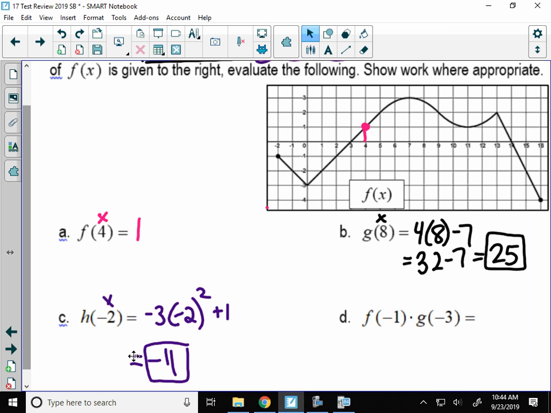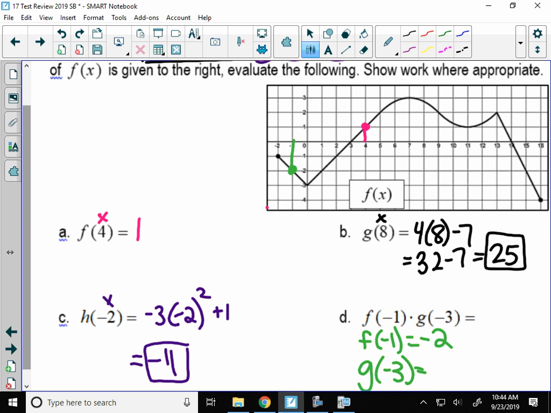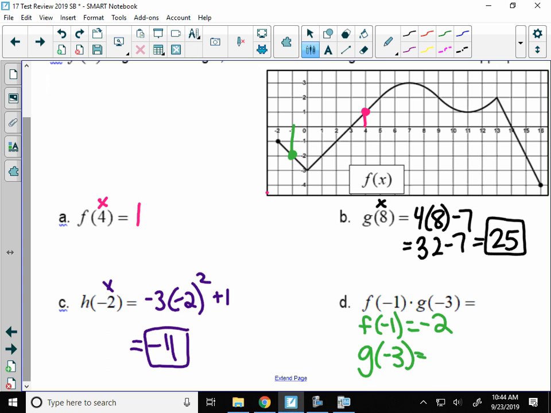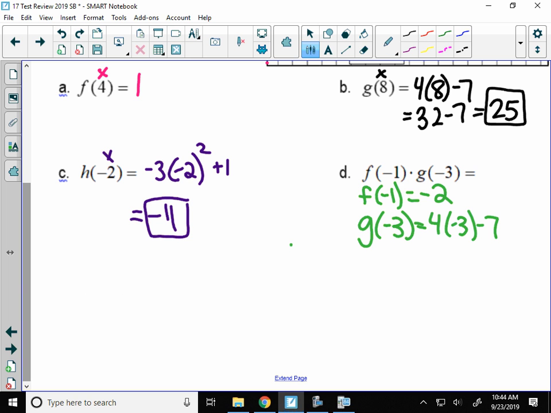All right, and D combines some things. F of negative 1, so if I find f of negative 1 here, it's using my graph, so I go to negative 1, my output is negative 2, and I need to find g of negative 3. Okay, so I use g up here. I put negative 3 in for x. So 4 times negative 3 minus 7, negative 12 minus 7 is negative 19. So what they're asking you to do is to take f of negative 1 times g of negative 3. So you have negative 2 times negative 19, which is 38.